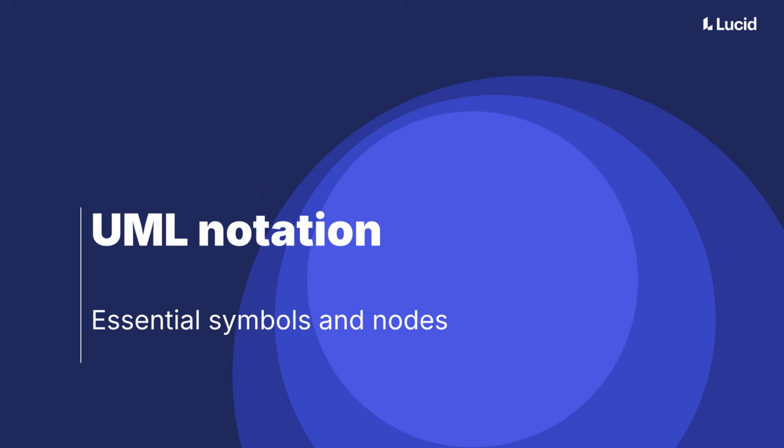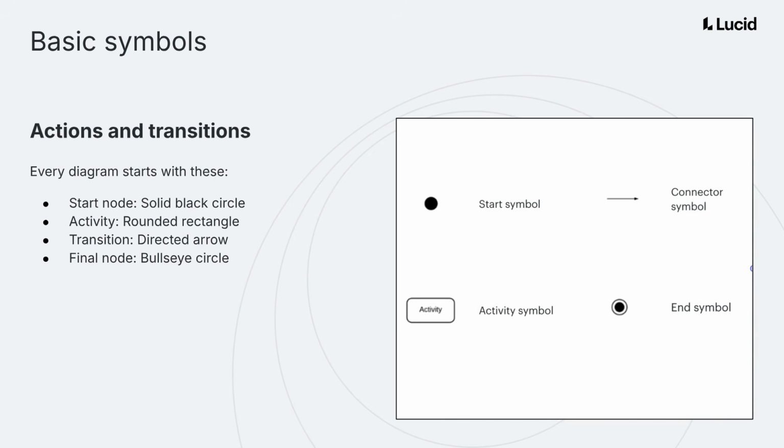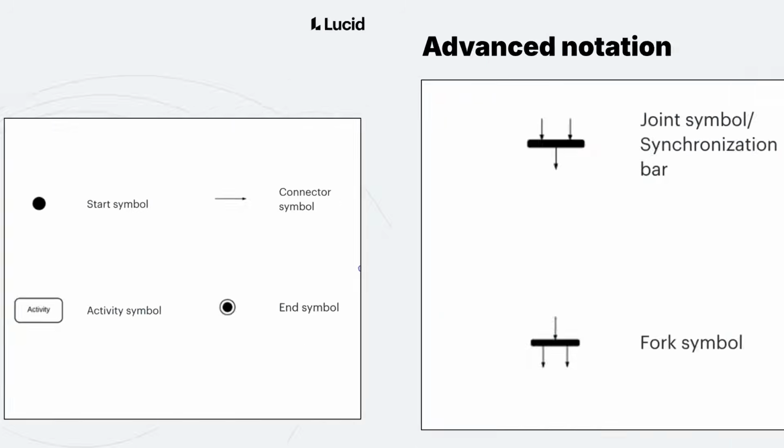What are the basic symbols used in UML activity diagrams? They include the start node, action states shown as rounded rectangles, transitions represented by arrows, and the final activity node.